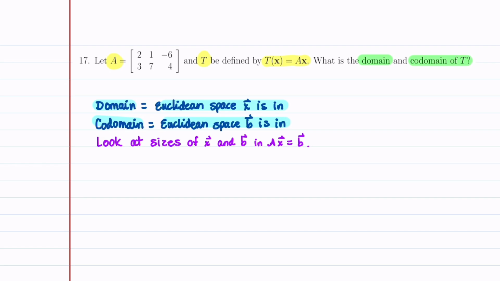In order to find out what the domain and the codomain is, we're going to look at the sizes of X and B in the equation A times X is equal to B.